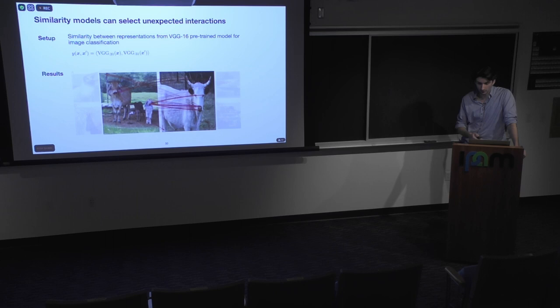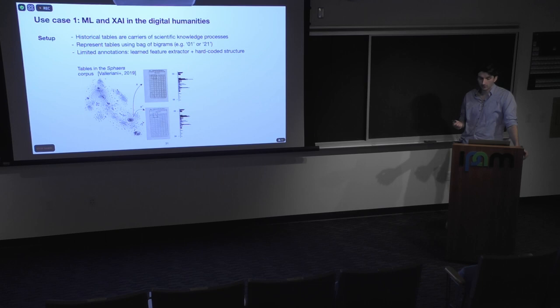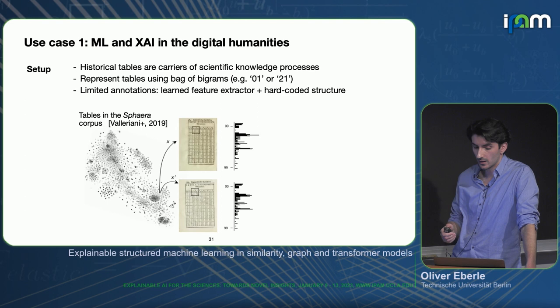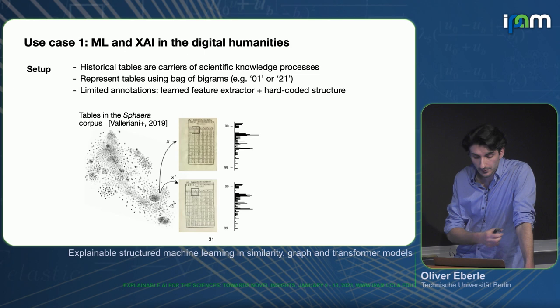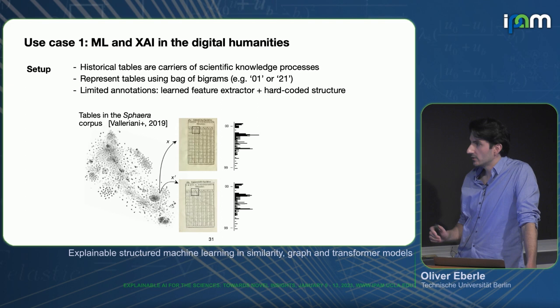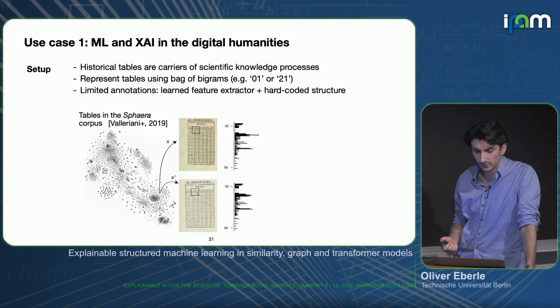Yes, so with this, we will now continue with the first use case, and we will continue with a bit of history. You've probably seen, like Matteo mentioned, that there's a lot of mathematical computational tables in the Sphera data set that is used by Matteo's group and colleagues. And there's roughly about 10,000 of these numerical tables, I think from 80,000 roughly. So almost 10% of the content of these books is numerical tables.